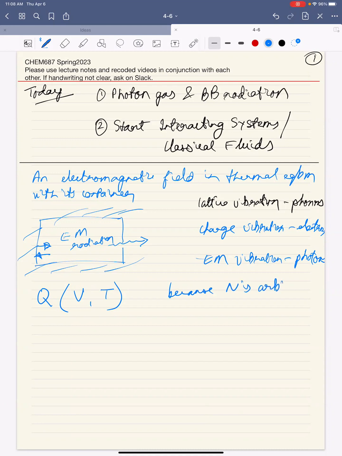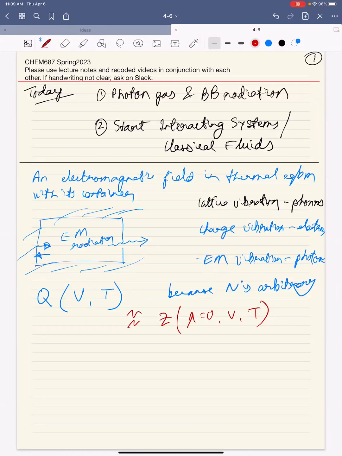Later, you will see that you could have gotten the same thing if you thought of a grand canonical ensemble with setting the chemical potential equal to 0. You would have recovered the same thing. So canonical ensemble with V, T is the same as thinking about Z grand canonical with mu equal to 0, V, T. But for now, just realize that N is arbitrary, and that's how photons are. They just keep popping in and out.